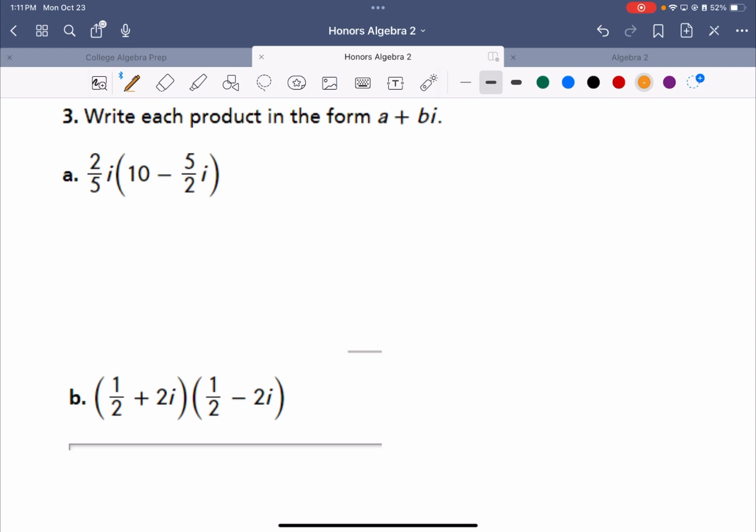Give those two a shot. Multiply those out, see what you get.